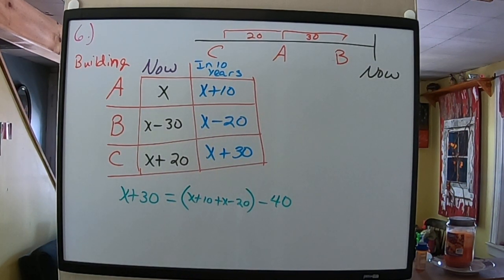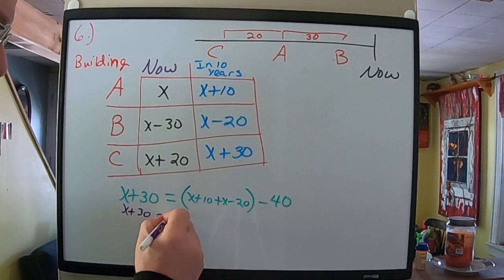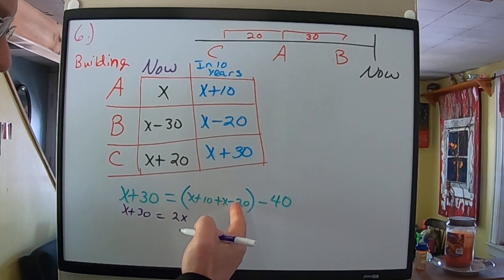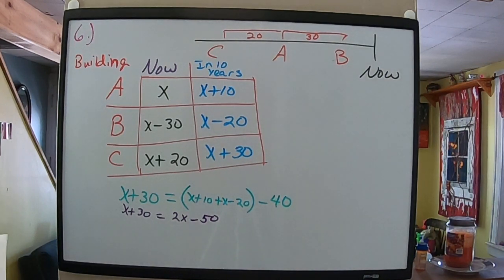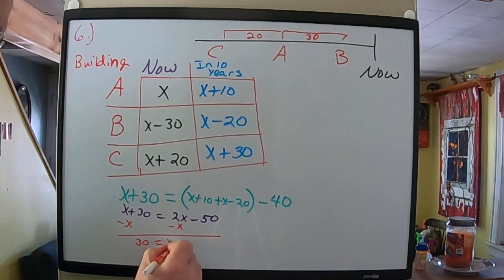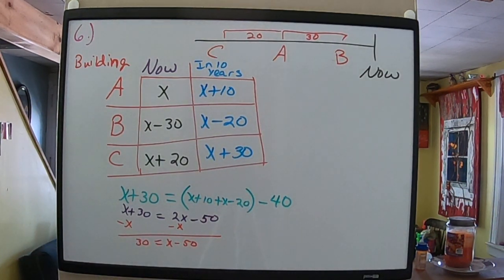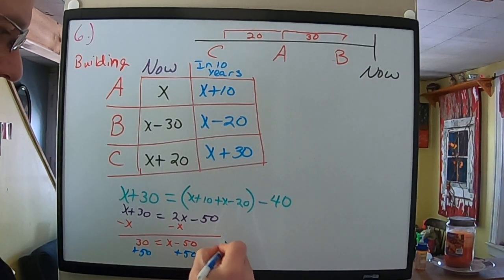and let's do that. Let's see, x plus 30 equals 2x, 10 and negative 20 is negative 10, and negative 40 is negative 50. Let's keep that going. Let's see, how about subtract x from both sides? So 30 equals x minus 50, and then add 50 to both sides. X is 80.